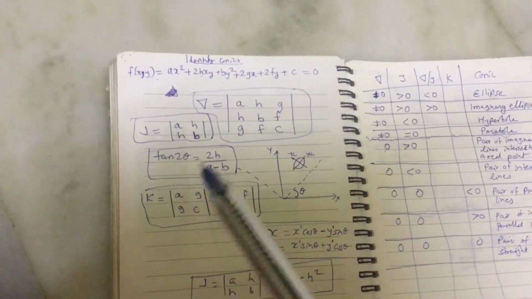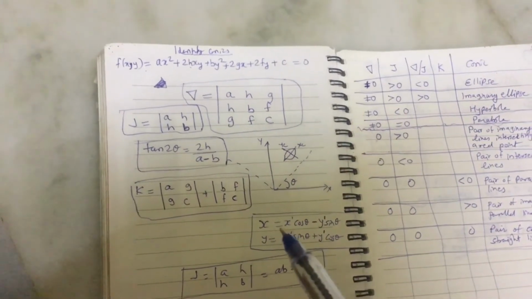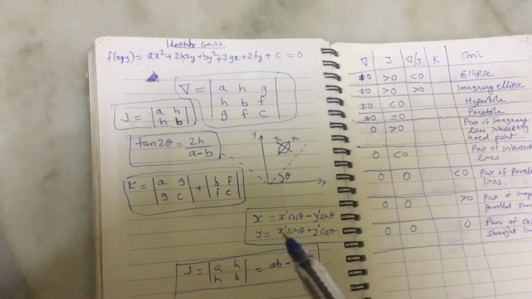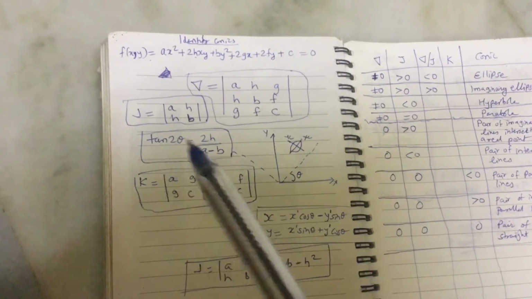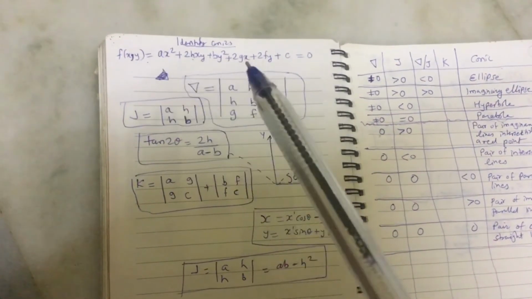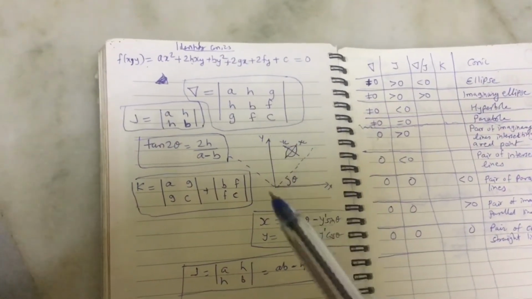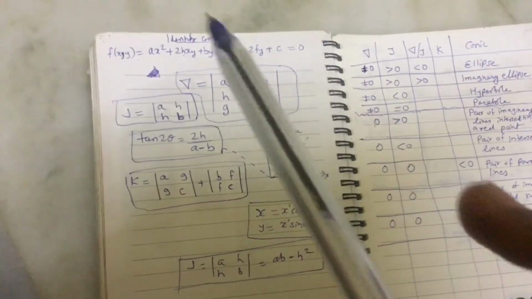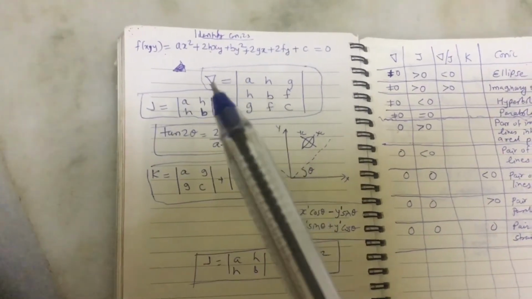So how do you do it? tan 2θ is equal to 2h upon a minus b, and then you can change your x and y to this: x = x' cos θ − y' sin θ, and y = x' sin θ + y' cos θ. Using the tan 2θ values and substituting, you replace the x and y terms with x' and y' terms, and then it will be in a format where you can identify the conic in a better way. So that's another method.